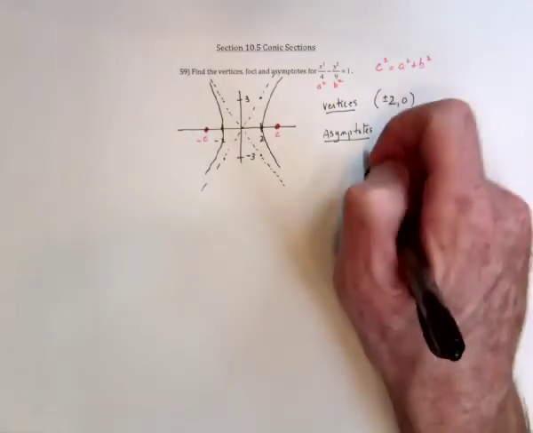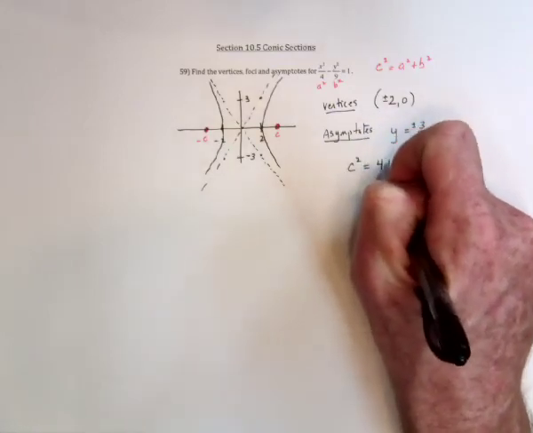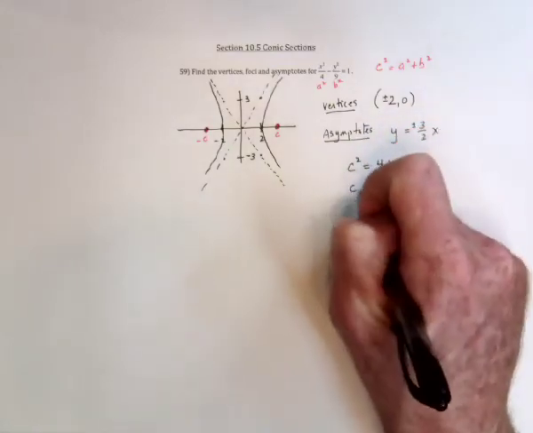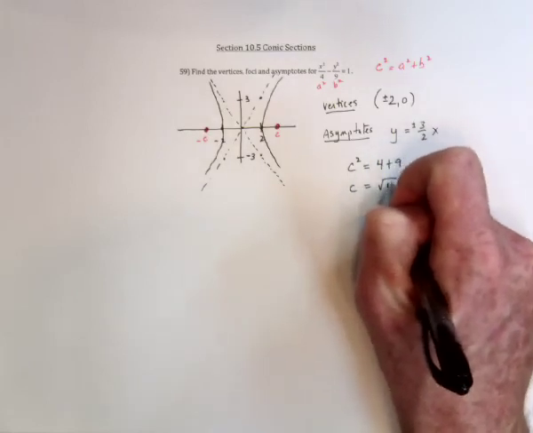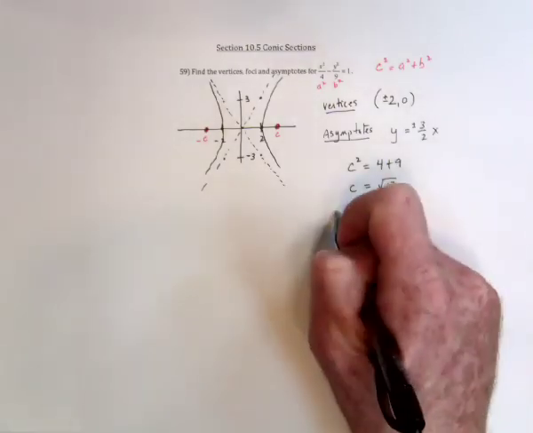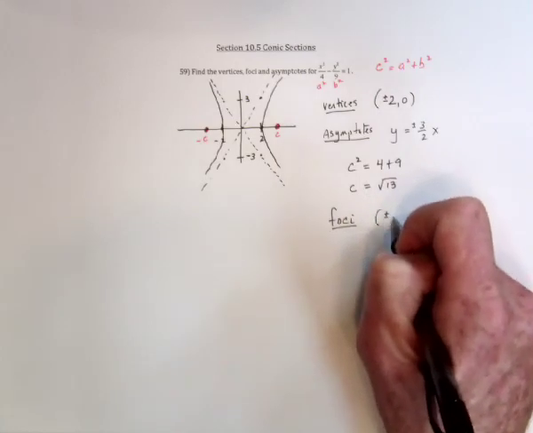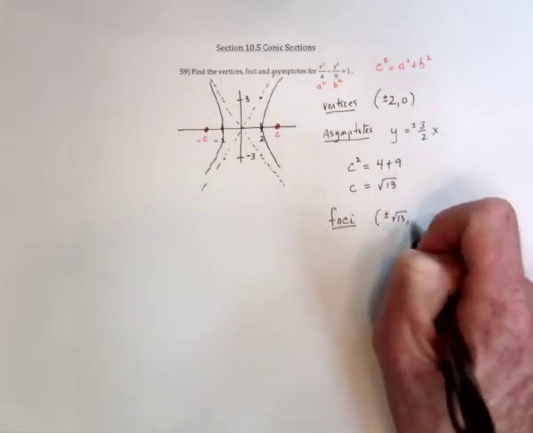So we would have that c squared is equal to 4 plus 9. So that's going to be that c is the square root of 13. So that's where the focus points are going to be. Plus or minus the square root of 13, comma 0.